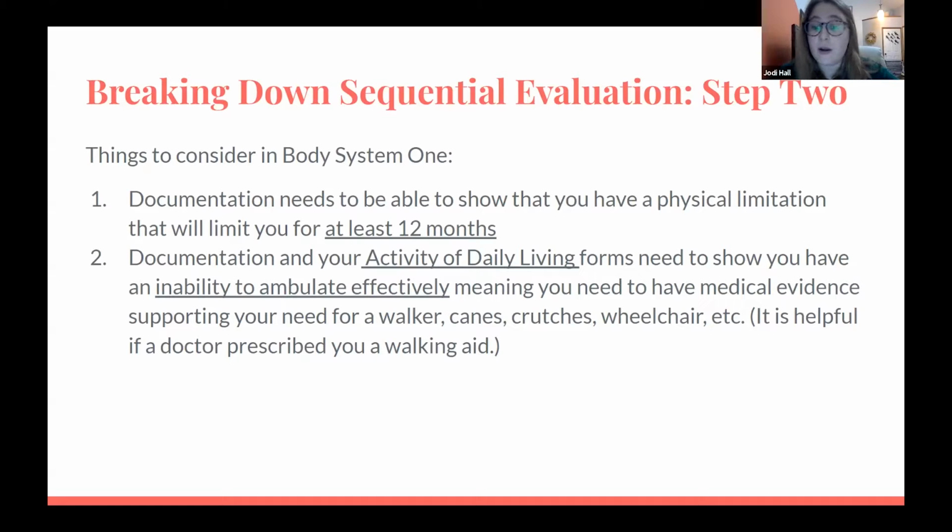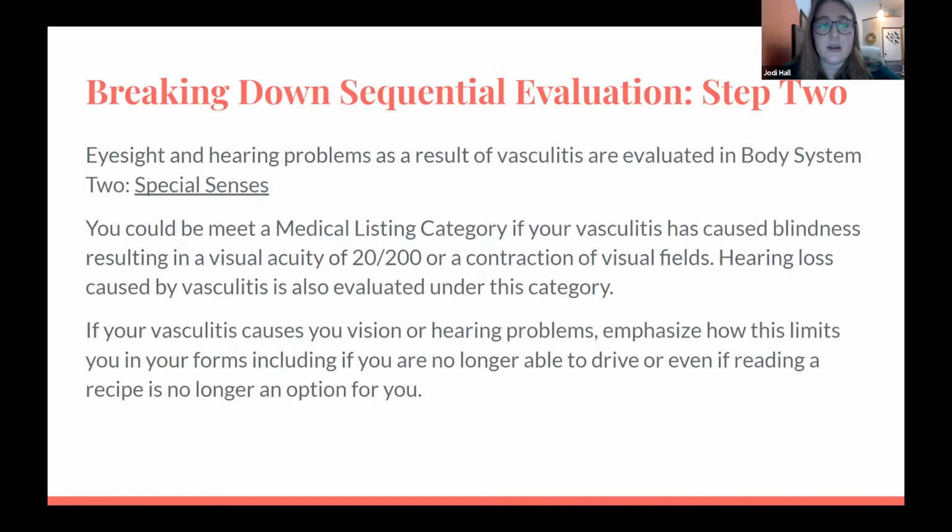Also, something really important for the musculoskeletal system: if you have been prescribed a wheelchair, cane, or crutches for ambulating, then that is another very crucial thing to list in your activities of daily living form. If you need a walker to get around your home, that would be what's called inability to ambulate effectively. And that can really help your case moving along, because in a lot of jobs, including office jobs, getting around with a wheelchair or crutches just isn't realistic.